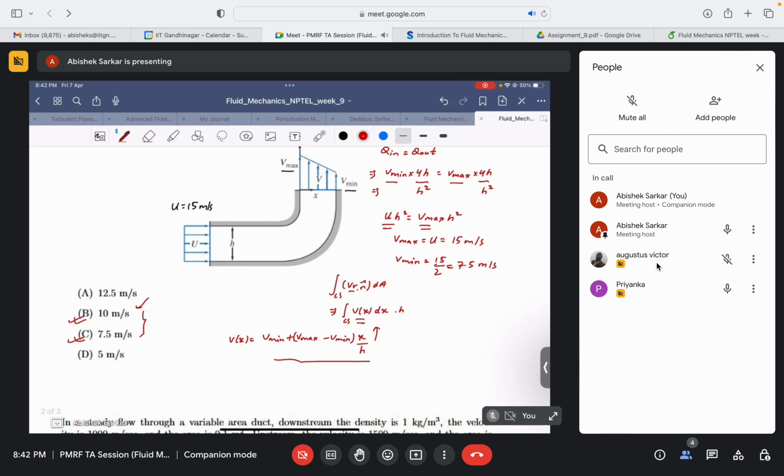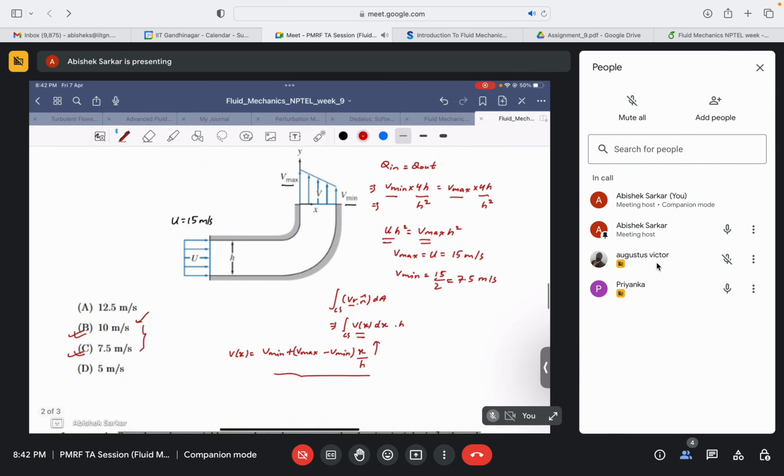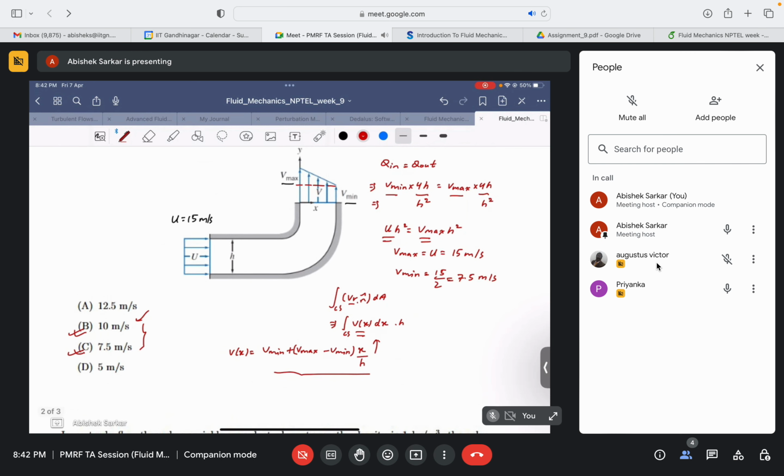Sir, using similar triangle approach I found it, sir. Great. I divided it into two parts. One is a rectangle and one is a triangle, like this. Yes, sir. Okay, then it will be V minimum plus, since the rectangle is the uniform part, V minimum plus the triangle part. In that I use similar triangles.